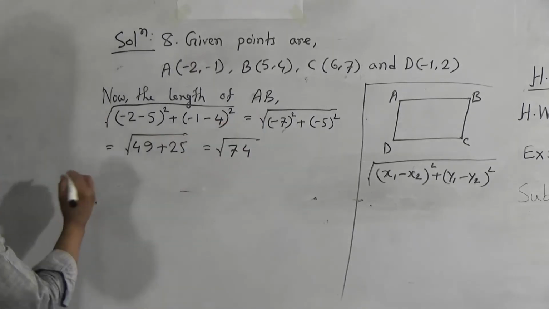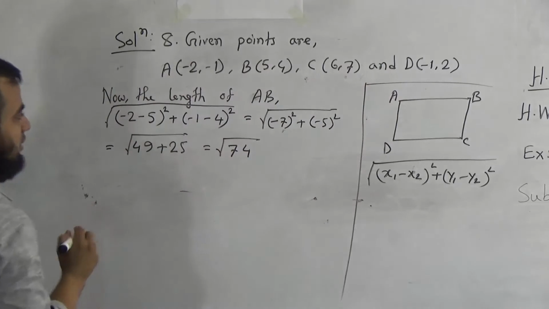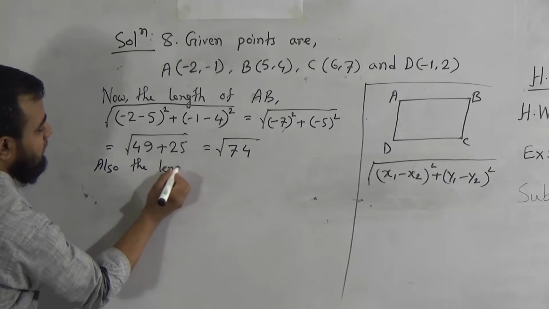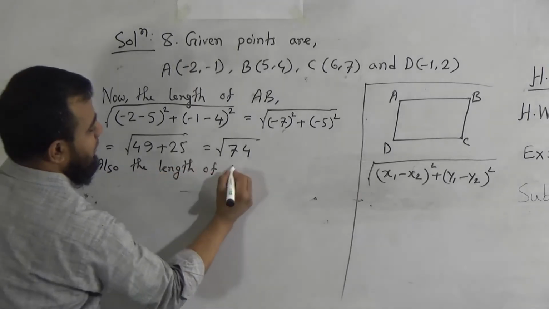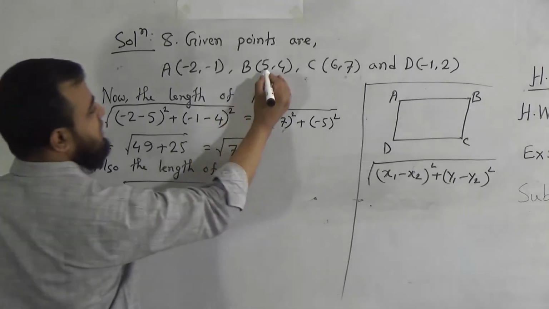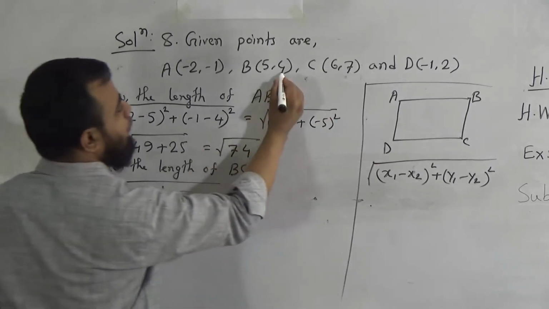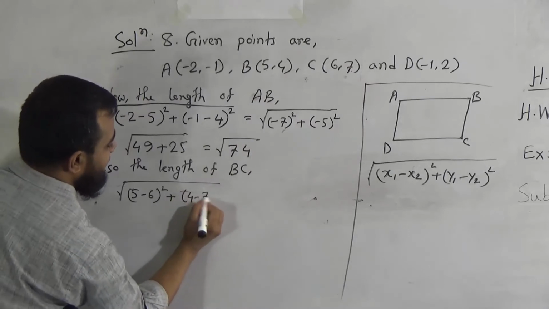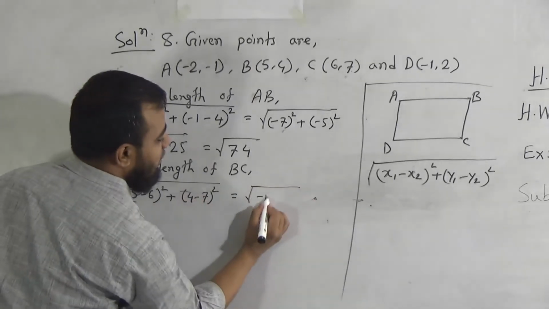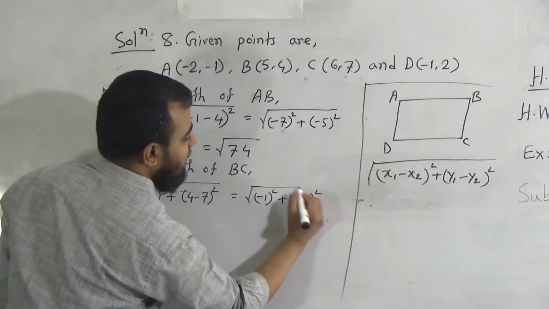Now we will find out also the length of BC, CD and DA. The length of BC equals the square root of (x1 minus x2) whole square plus (y1 minus y2) whole square, so (5 minus 6) whole square plus (4 minus 7) whole square. That's equal to what? 5 minus 6 is -1, so (-1) square, plus 4 minus 7 is -3, so (-3) square. It will be how much?